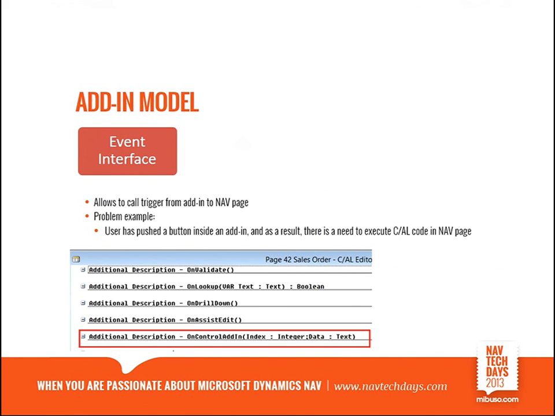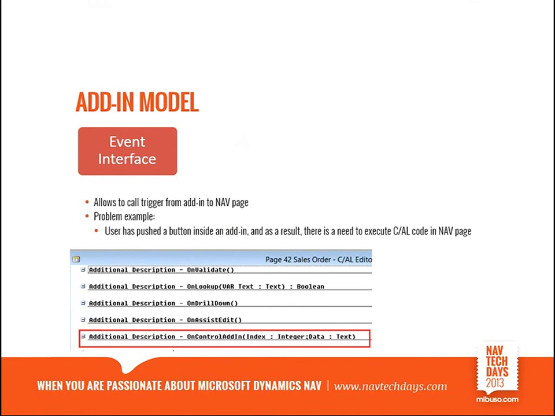Then I think most of you who have done at least some development in NAV pages have seen that each field has an on-control add-in trigger. So by creating add-ins, you have the ability to call these triggers from outside of the add-in. And it's very simple to call them. You just execute one very simple method with a few parameters, and instantly the on-control add-in trigger will be executed with the C/AL business code which you have written.